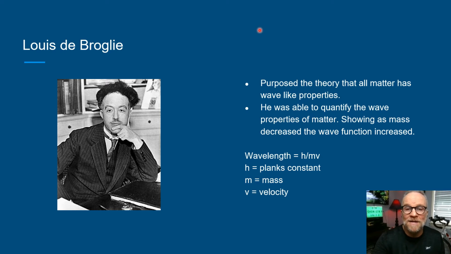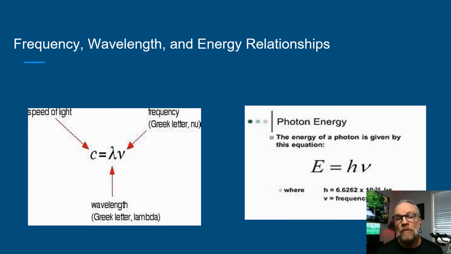You can actually take the formulas that we're talking about and Einstein's formula, E is equal to mc squared, and you can combine those to come up with this formula. I'm going to talk about the mathematical relationship between frequency, wavelength, and energy. We already talked about the general relationship.